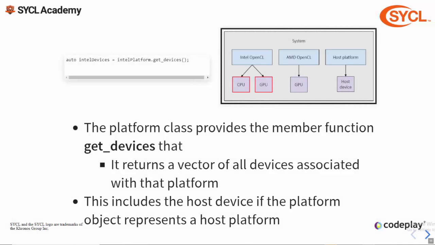The platform class also provides a member function called getDevices. This returns a vector of all the devices associated with a specific platform, including the host device. So in this example, where the Intel OpenCL platform has a CPU device and a GPU device, if you were to call getDevices on the Intel OpenCL platform, it would return both of these devices.